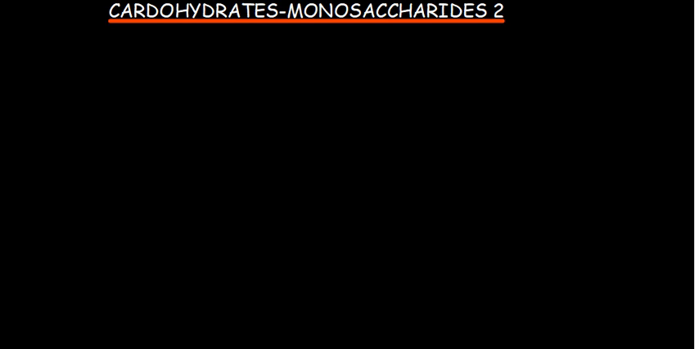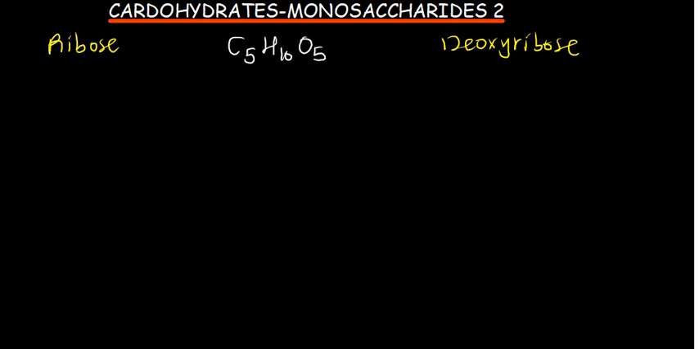Okay, so having said that, what's the difference between these pentoses? We are talking about ribose and deoxyribose. So ribose and deoxyribose here. Remember the general formula: C5H10O5. But I've just said that deoxyribose doesn't have all the five oxygens.